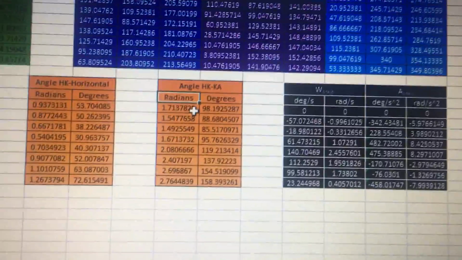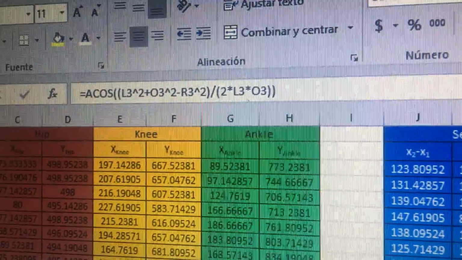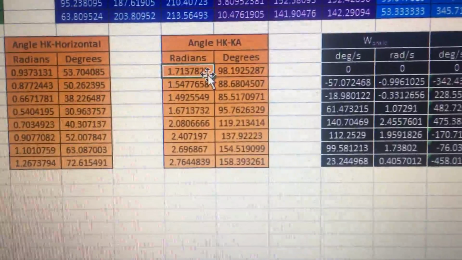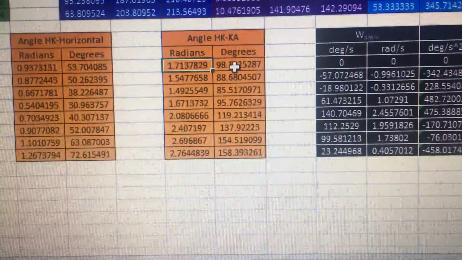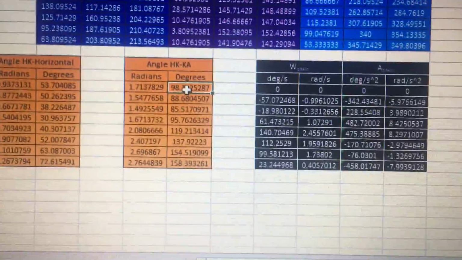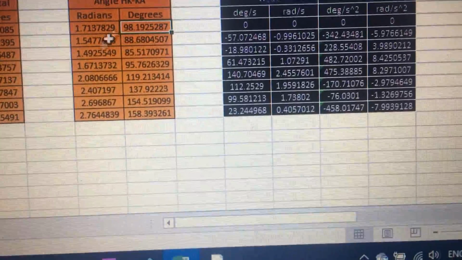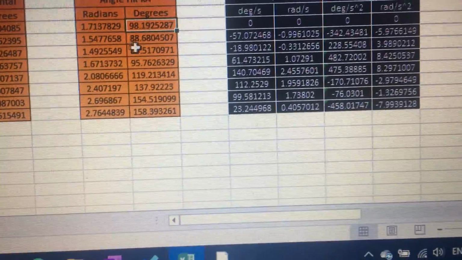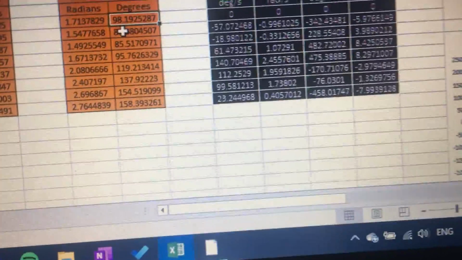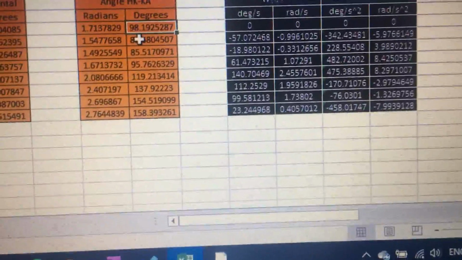That way we obtained the angle in radians, and applying a formula function of the worksheet, we obtained the same angle but in degrees. So this is the angle that's between the hip-knee segment and the knee-ankle segment.